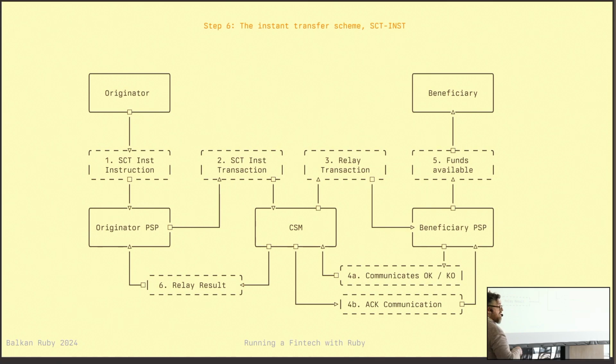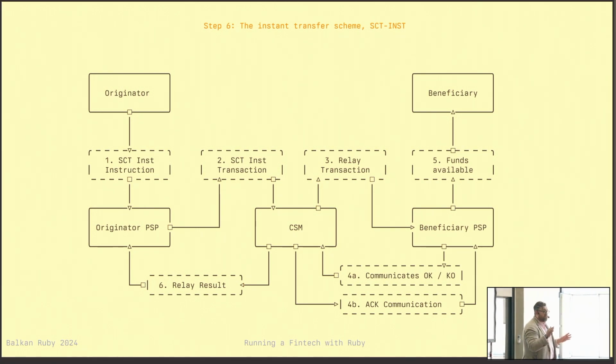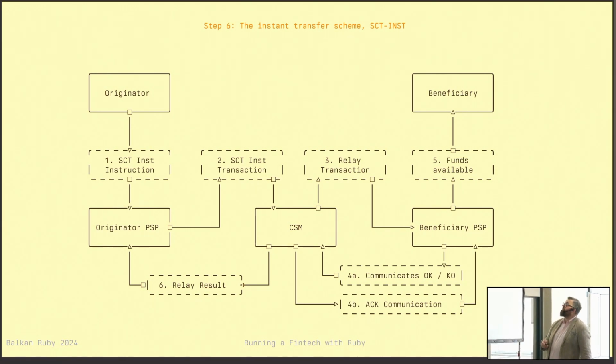Remember, this is a cluster of services. This is another cluster of services. This is another cluster of services. They each have their own processes, machines, software, everything is independent. So we move the transaction from the originator PSP to the CSM, and then in turn the CSM relays the transaction to the beneficiary PSP, and the PSP has to do the same process that the originator has made before reaching this step.